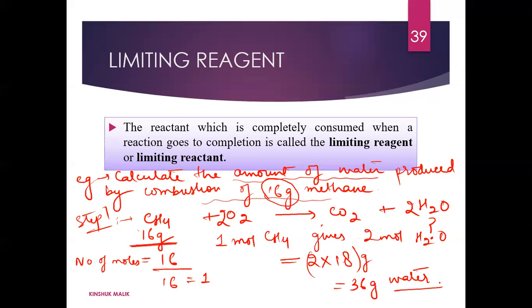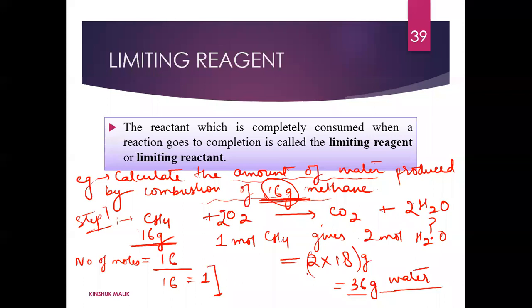If the question asks for moles, you can either leave it at moles or you can convert it into grams. Your wish. Okay? So in the question, 16 gram methane was asked. 16 gram methane is 1 mole, and according to this equation, 1 mole of methane gives 2 moles of water. So this is the amount of water which you will obtain in the reaction. Is it clear? Yes, sir.